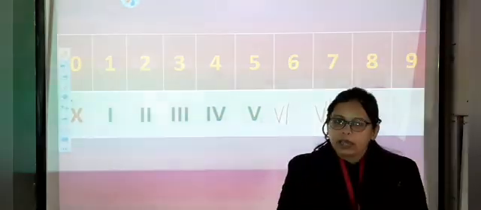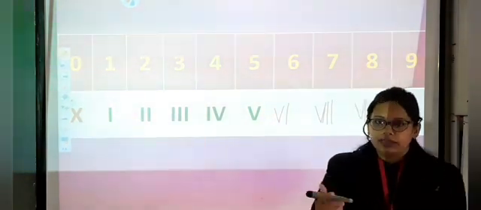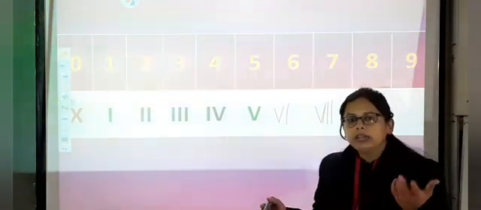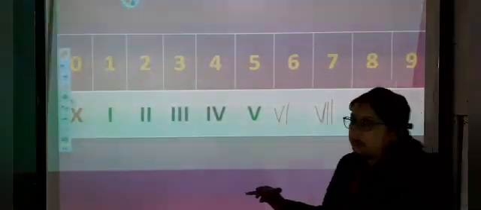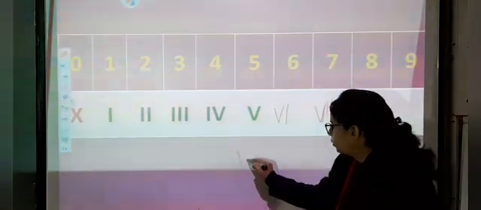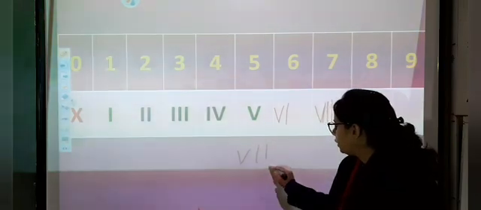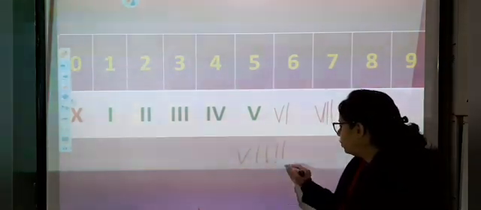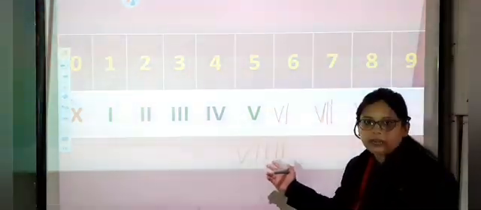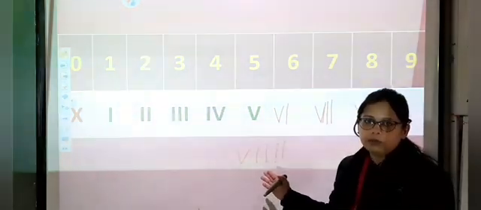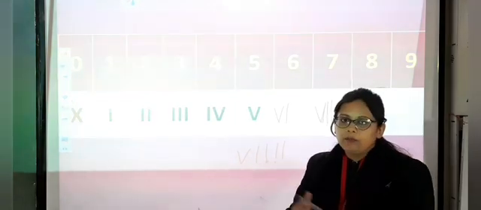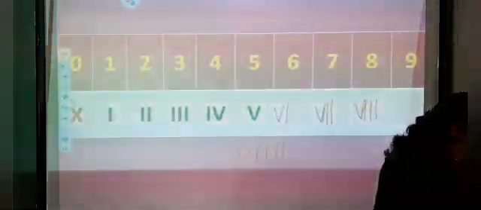But what about 9? As I have told you about the rule number 1, that we cannot repeat any numerals more than 3 times. So if we write 9, what can we write? V, I, that is 8. 1 more I, that is 9. But according to rule number 1, we cannot repeat alphabet I 4 times. Okay, we cannot repeat more than 3 times. So how can we write 9? Well, there is another rule.